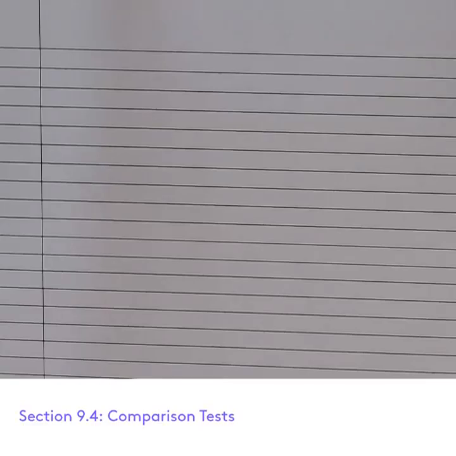Let's turn our attention now to section 9.4, and we're talking about the comparison tests. The comparison tests allow you to compare the results of one known series to that of another series that is related. Here we're going to formally state and prove the direct comparison test.